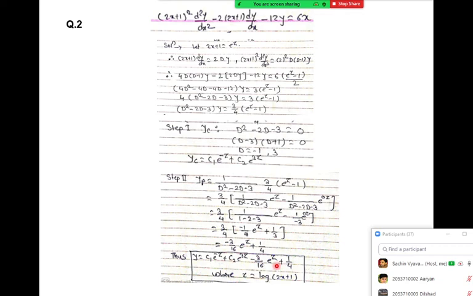So y is equal to yc plus yp, where z is log of 2x plus 1. Don't forget to write this here. Our answer is in terms of z, but that z has the replacement as log of 2x plus 1, or you can replace that everywhere. Any doubt, anyone?